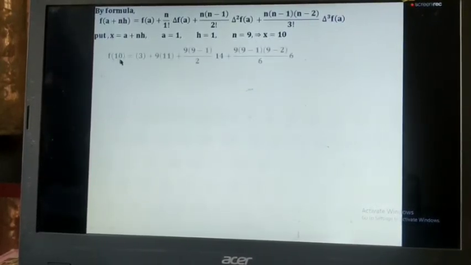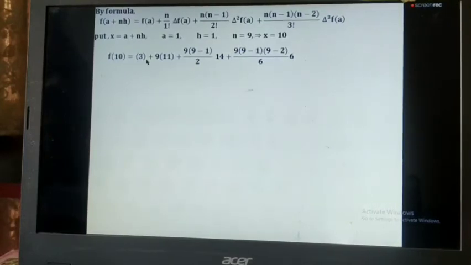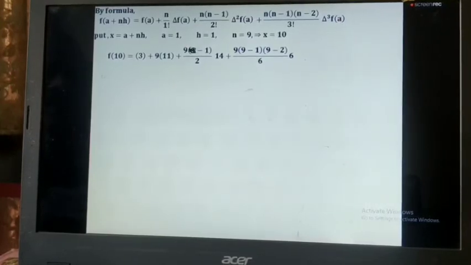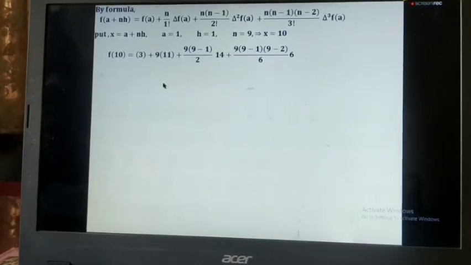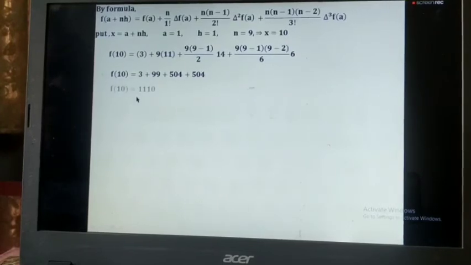Now f(10) is f(a) from the leading differences, 3, 9 into 11. Wherever it is, n is 9, so 9 into 9 minus 1, which is 8, 9 into (9 minus 1) into (9 minus 2) divided by 6 into Δ³f(0), which is 6. So we have f(10) equal to 110. This is the method of finding the 10th term from the table.